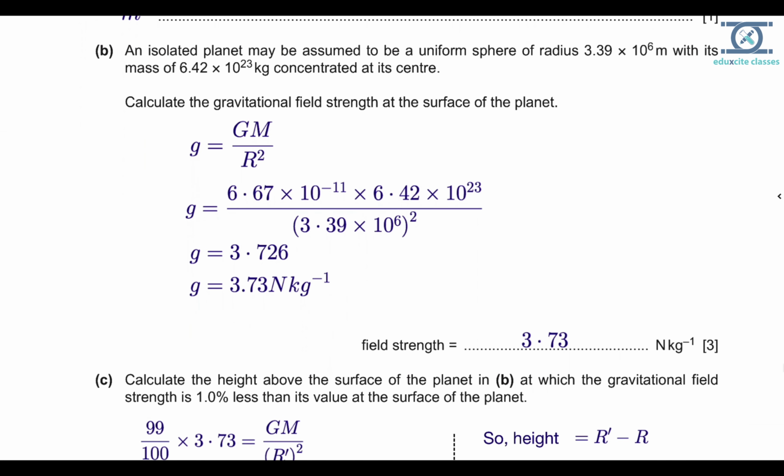Now the B part is a numerical. It says an isolated planet may be assumed to be a uniform sphere of this radius, with its mass as this, concentrated at its center. Calculate the gravitational field strength of the planet.